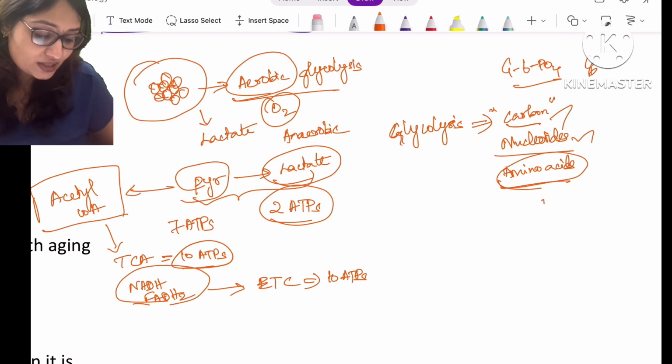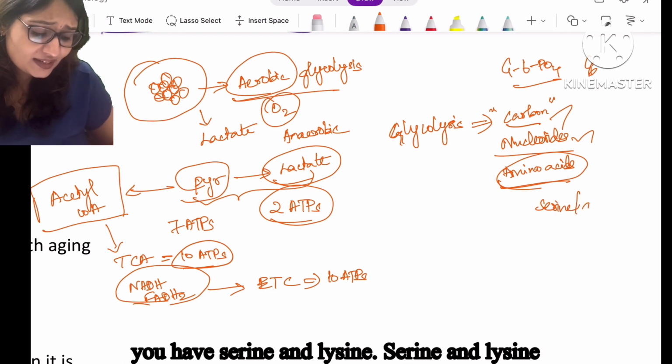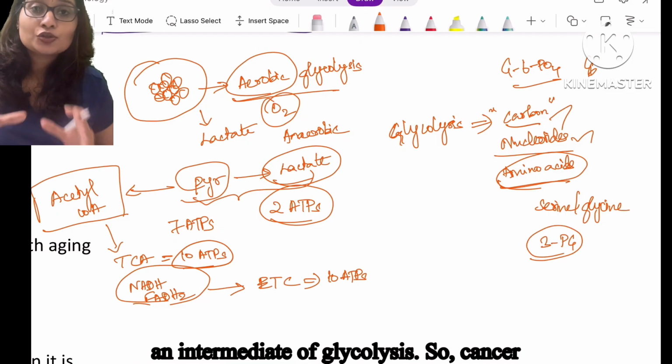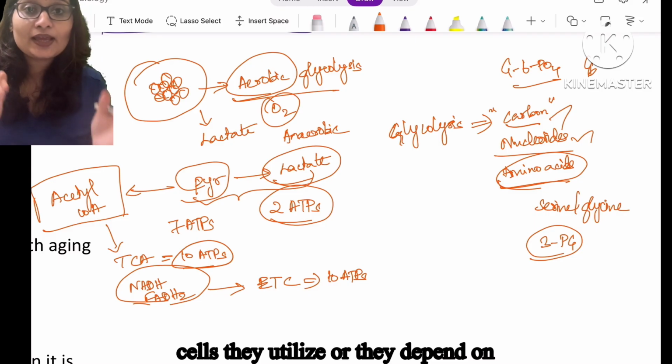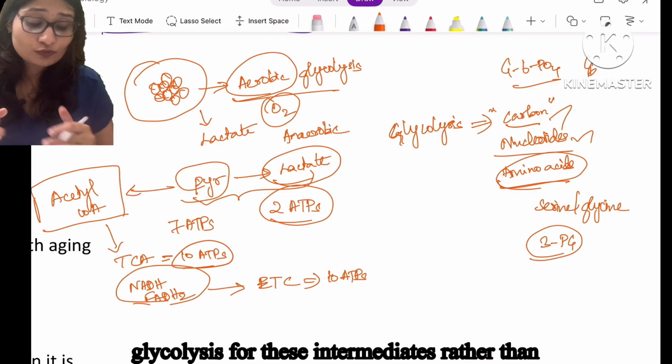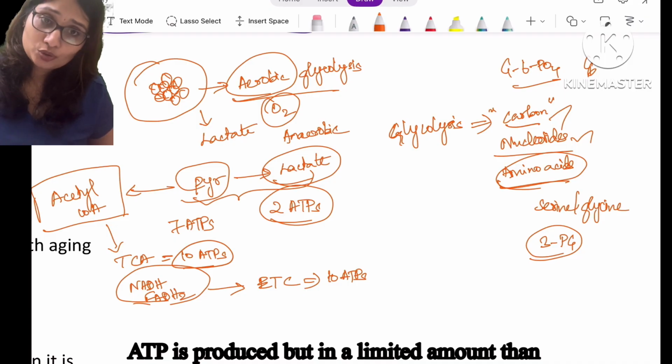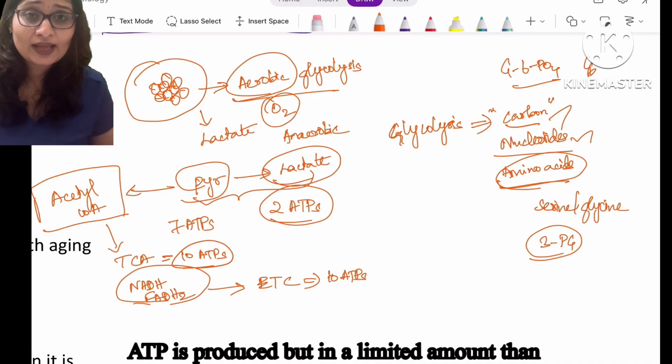Amino acids, especially, you have serine and glycine. Serine and glycine are obtained from 3-phosphoglycerate, which is an intermediate of glycolysis. So cancer cells depend on glycolysis for these intermediates rather than ATP. Okay, so ATP is produced, but in a limited amount compared to a normal cell.